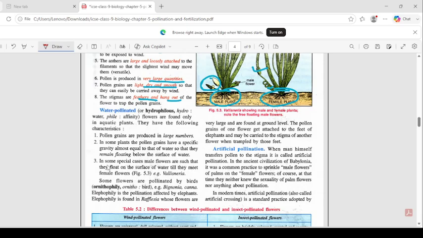Here some of the features are given for the hydrophilous flower, or you can say plant. These pollen grains should be large in number. In some of the cases, you must have seen that these pollen grains are coated by mucilage so that they will not be decayed by the water. They are having a protective covering.